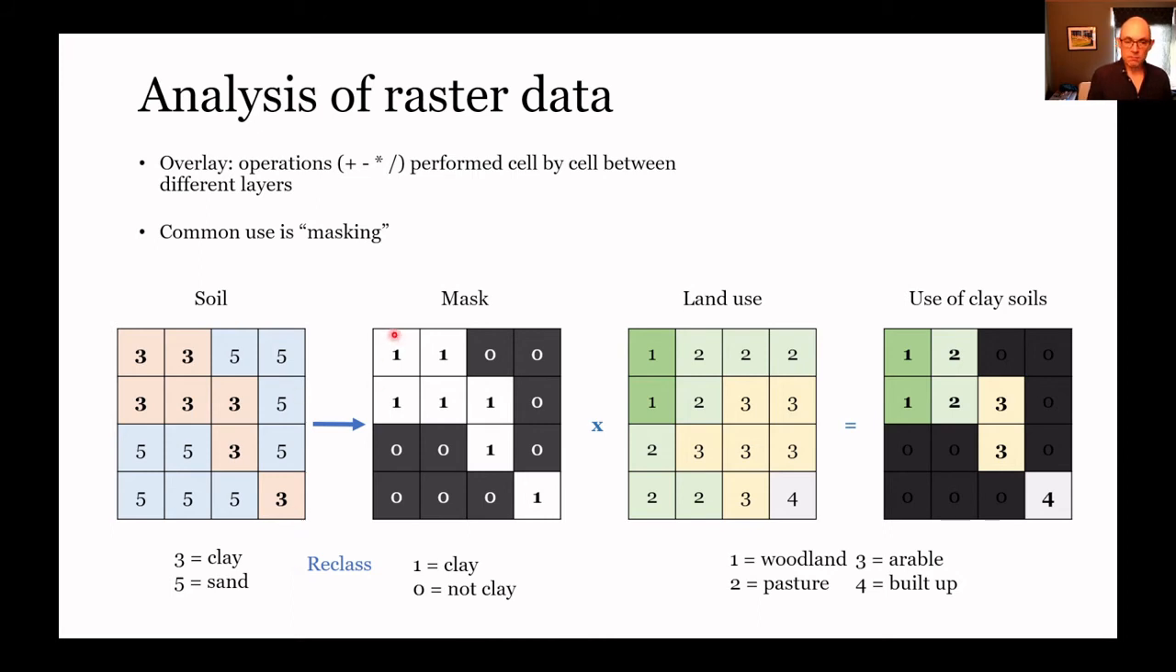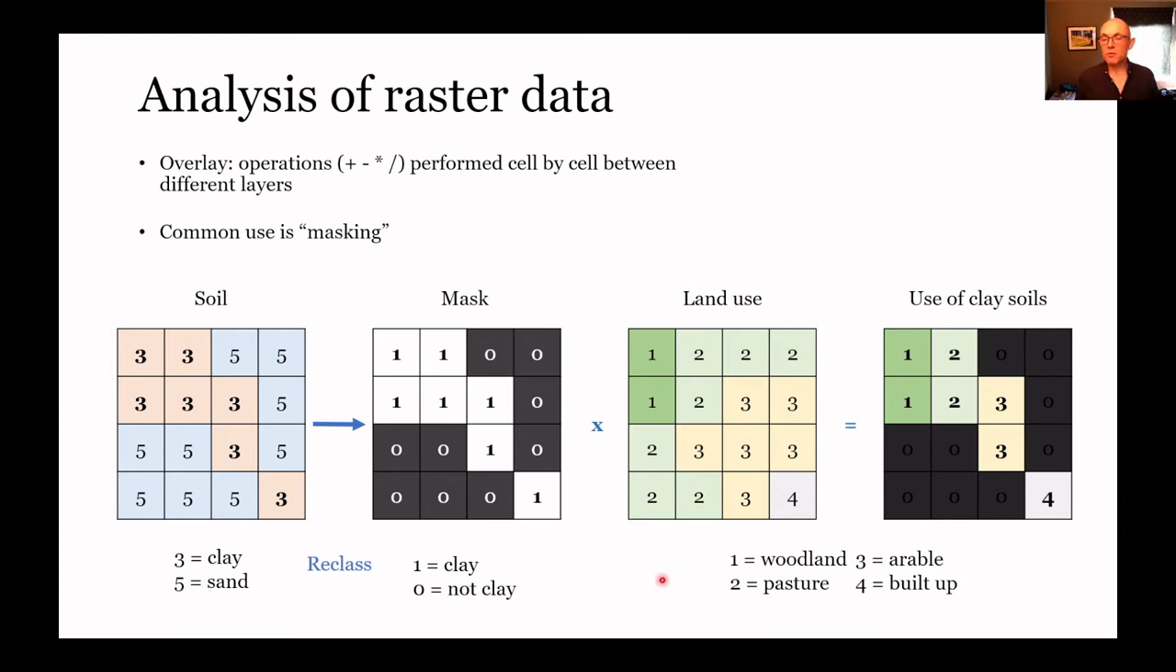That creates our mask. So everything that is clay has become 1, and everything that isn't clay, regardless of what it is, in this case they're all 5s, becomes a 0. So that's our mask. And what's so great about this mask? Well, 1 times something leaves that something unchanged. 0 times something is 0, always 0. That's quite handy, because now we can take this mask and we can go to our land use map.